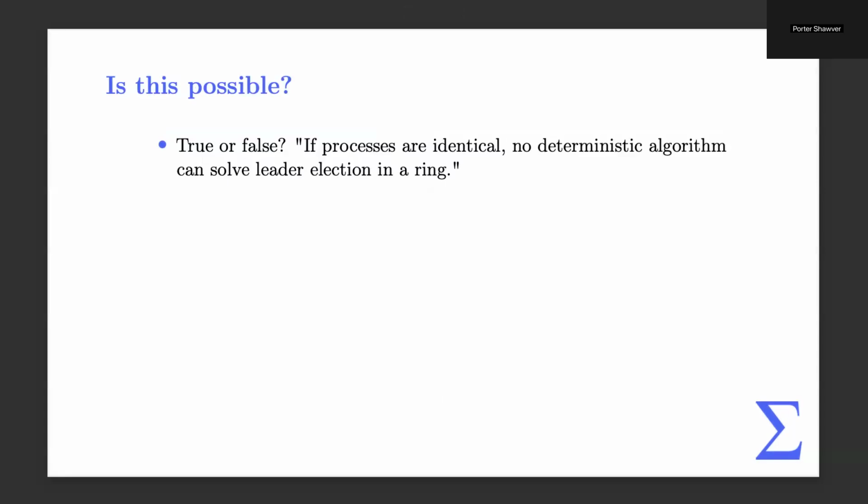Okay, so the first theoretical question is, is this even possible? I have this true or false question: if processes are identical, no deterministic algorithm can solve leader election in a ring. Does anybody have an idea if this is true or false? Or have any questions about the question if it's not clear? Is this true or is this false?